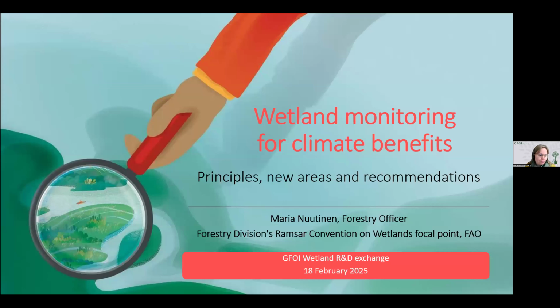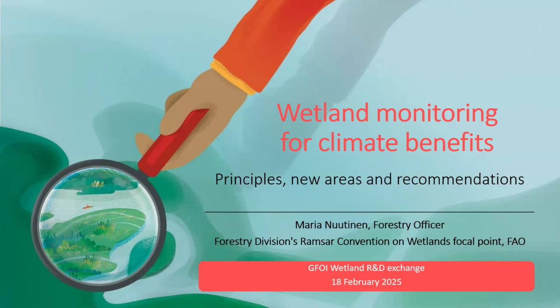Here we go. I'm going to present just quickly about wetland monitoring for climate benefits, for different types of benefits, and thinking about principles, new areas of work, and some recommendations. This is building on our work, especially on peatlands, but also on mangroves, where I've been involved here at FAO since 2011, and the whole big teams on the mangroves and peatland work areas have been contributing to this kind of overview of certain key areas. Let's put it this way, because of the interest of time.